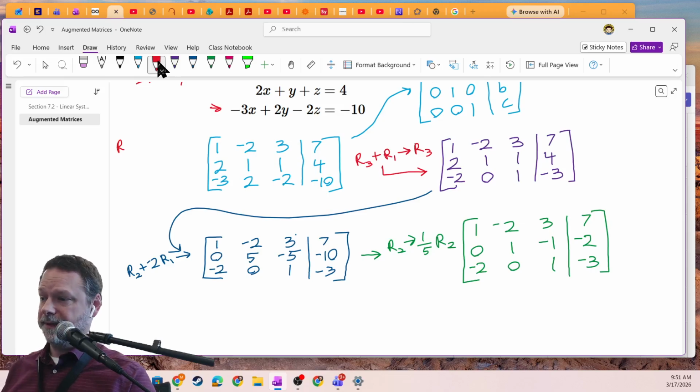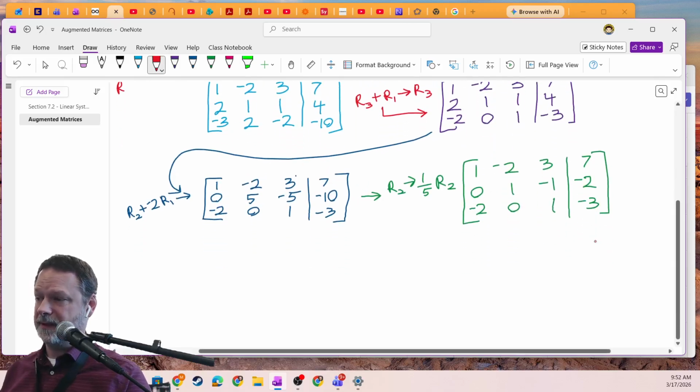And that's just like taking 0x plus 5y minus 5z equals negative 10. It's the same thing as saying 0x plus y minus z equals negative 2. It's the same thing. That's all. So I'm just rewriting it. All right. So now what?